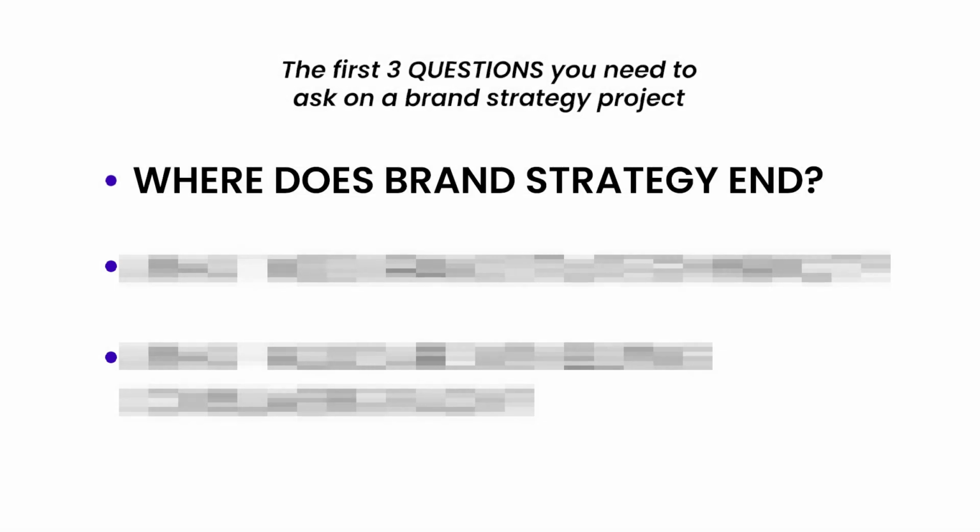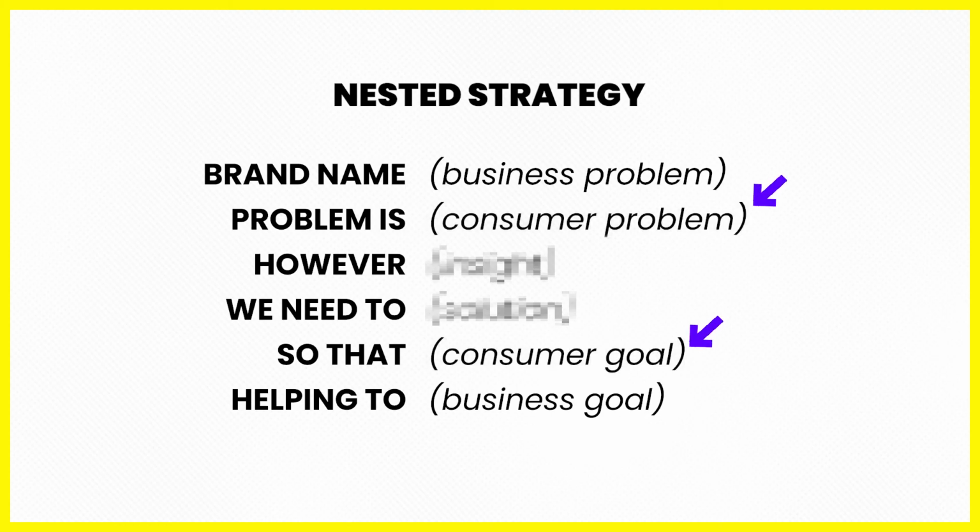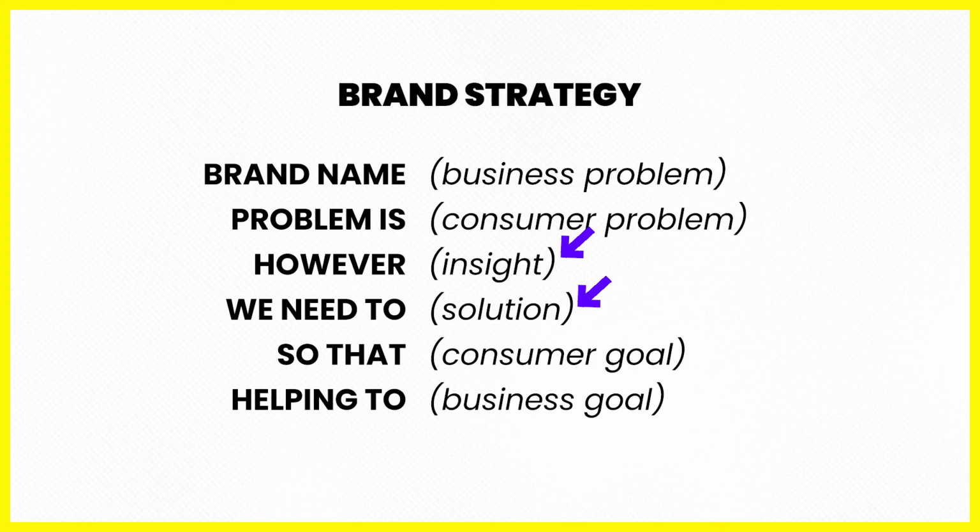The first thing you want to know is what your brand strategy outputs are and what they should look like. I use this brand framework, a version of the nested strategy formula where we fill in the blanks for each statement. Business problem and business goal. Then inside that are the consumer problem and consumer goal. And finally, sitting inside all of that are the insight and solution. For brand strategy, we just need to change the we need to statement with the brand positioning as the solution.